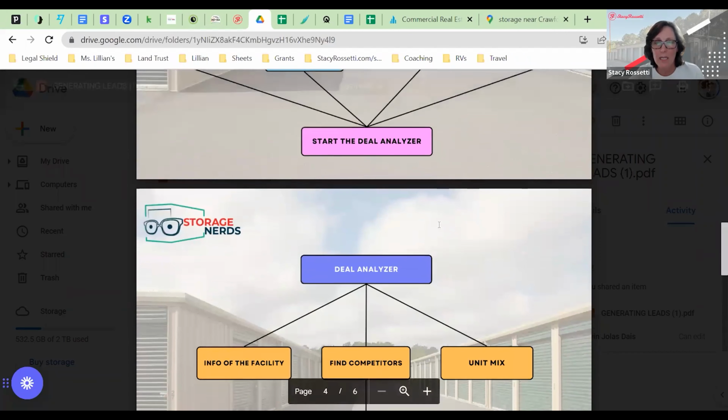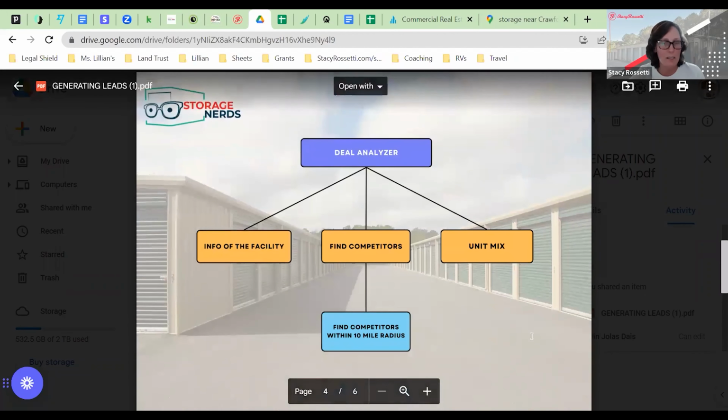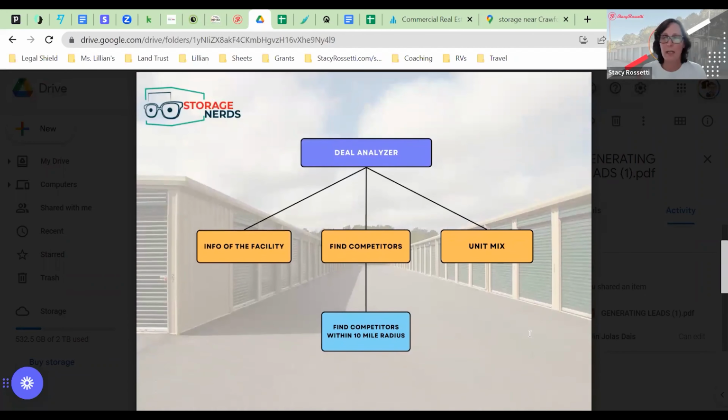All right, and then you got to start work. Then you got to analyze the deal, with whatever deal analyzer; you can use any deal analyzer, it doesn't have to be mine. But you have to use a deal analyzer that can run commercial deal analysis for storage facilities. That's what you need, right?